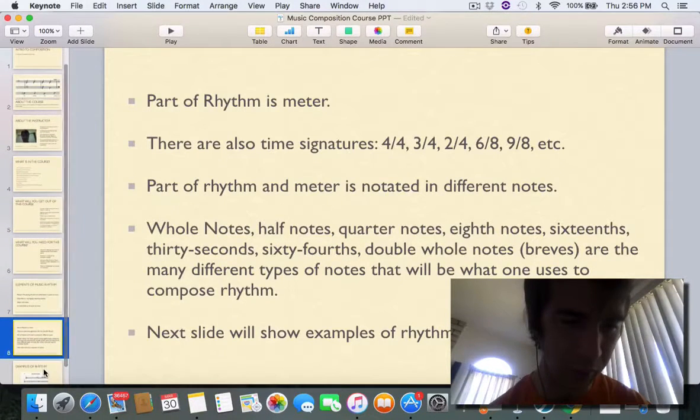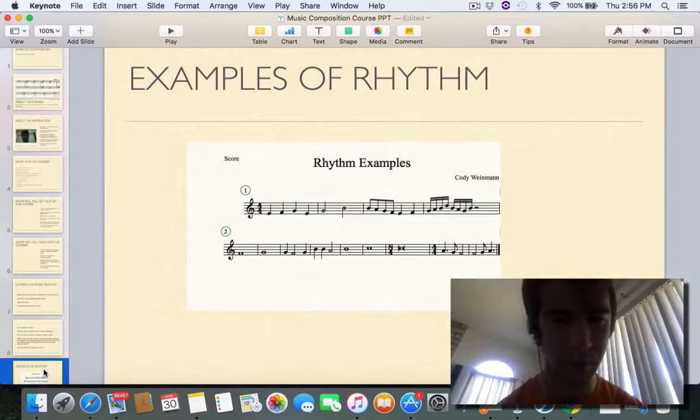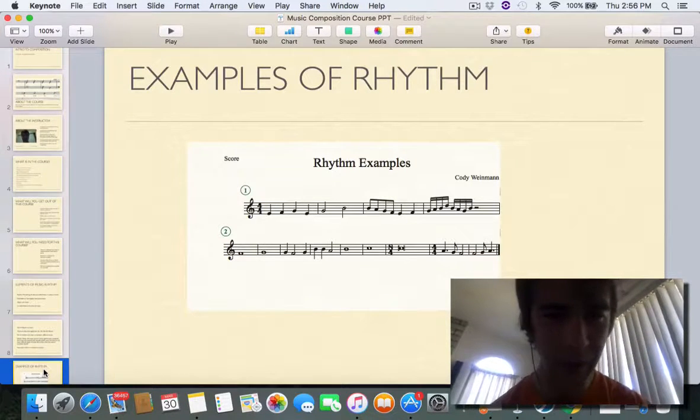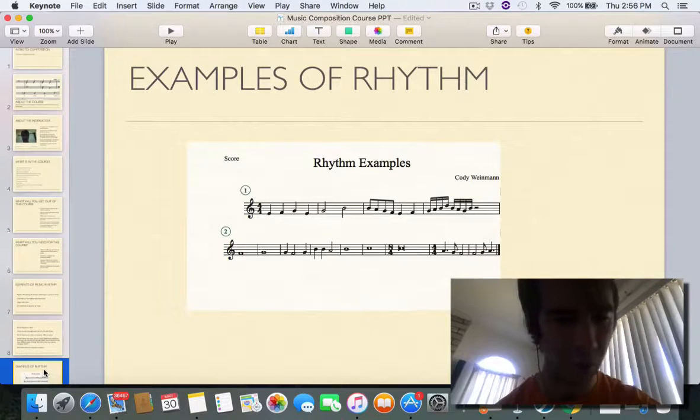And so, going to the next slide, there are examples of rhythm here, and I have quite a few measures of different rhythms, one in each measure. The first one, we're in 4/4. That means 4 beats per measure, and the bottom number is the number of the note that gets the beat. Quarter note is always denoted by 4. Eighth note is always denoted by 8. 16 is always denoting the 16th note getting the beat. This is the bottom number.